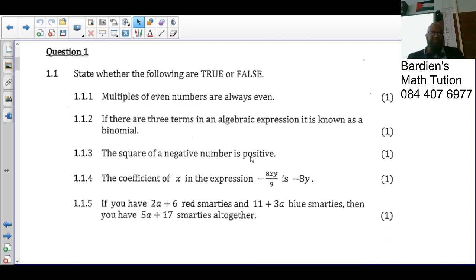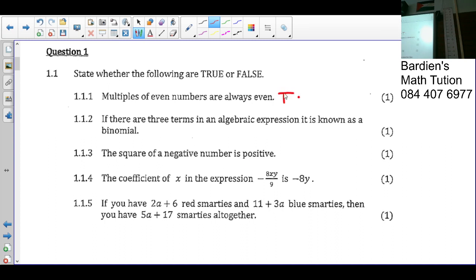So question 1 says, state whether the following are true or false. Multiples of even numbers are always even. True or false? True. Okay, because you can take any even number. 2 times 4 is 8, is even. 50 times 2 is 100, is also even, and so on and so on. Otherwise we can disprove why it's not the case. It will be false.